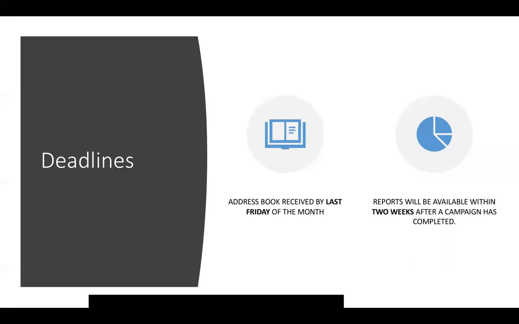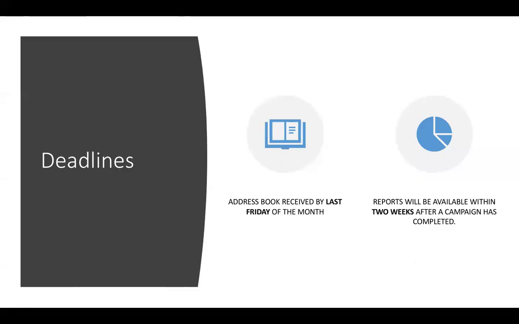To make the campaigns run smoothly and accurately, there are a couple of deadlines you need to be aware of. If your address book changes, you need to send updates before the last Friday of the month to be included in the next month's campaign. If you do add a new customer, then you will need to make sure the relevant domains are whitelisted before the campaign is run. And we will have reports available in your Managed PhishLine OneDrive location within 2 weeks of a campaign ending.